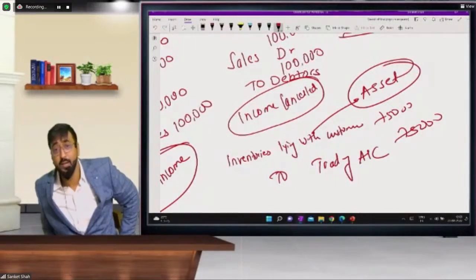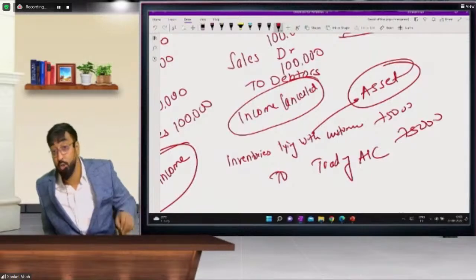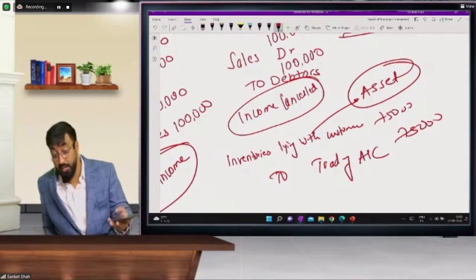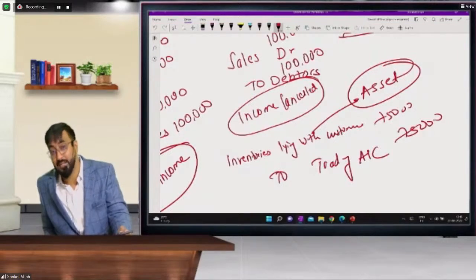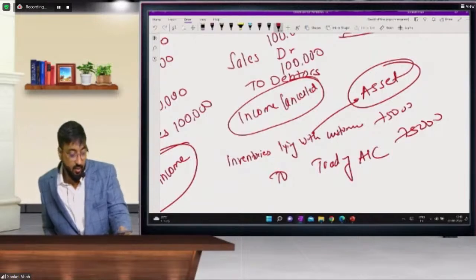Chalo, write it down in the comment section. How many entries are you going to pass and with what price? Price is also important. I need the price too. So first entry, you will cancel your sales. And second entry, you will record inventory like closing stock. Inventory lying with customer on the asset side, and on the credit side of the trading account, to trading account. Got the concept? Got the concept or not?